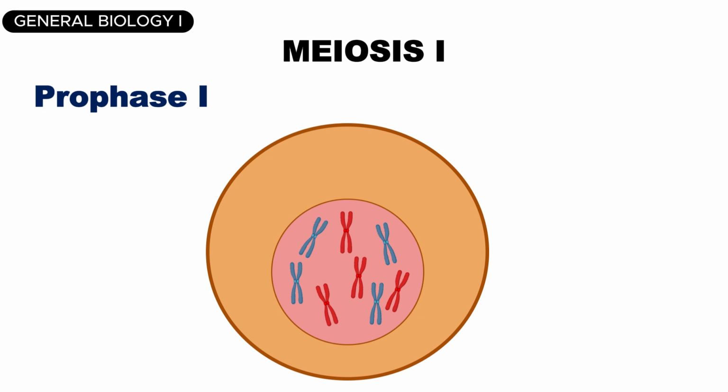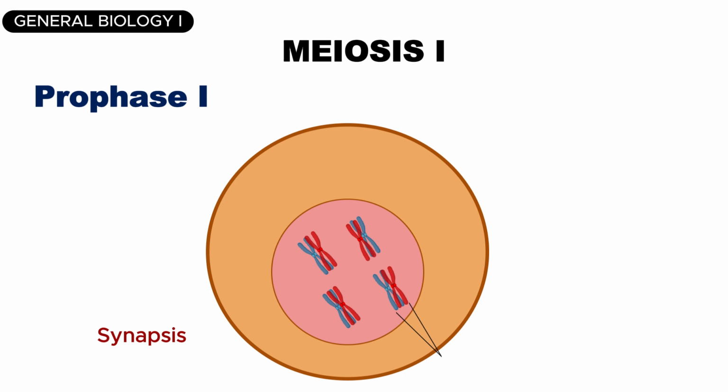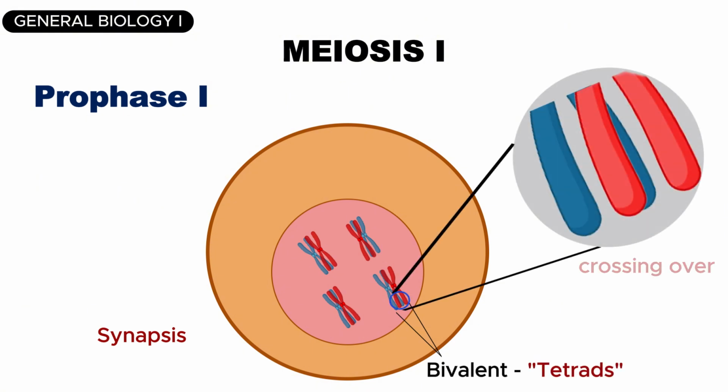Homologous chromosomes, pairs of chromosomes that have the same genes but possibly different alleles, pair up in a process called synapsis. The paired chromosomes form structures called tetrads or bivalents. Crossing over occurs, where sections of DNA are exchanged between homologous chromosomes. This recombination creates new combinations of alleles, contributing to genetic diversity. Additionally, the nuclear envelope breaks down and the spindle apparatus begins to form, preparing the cell for the next stage.